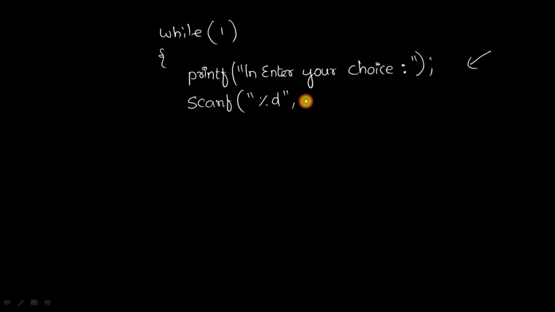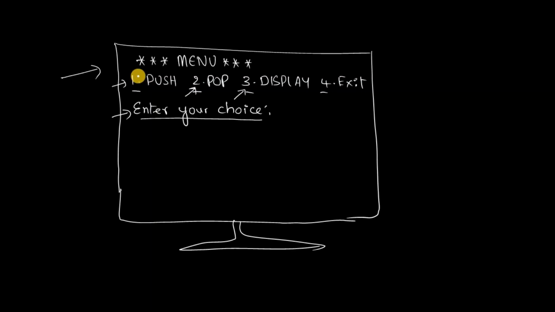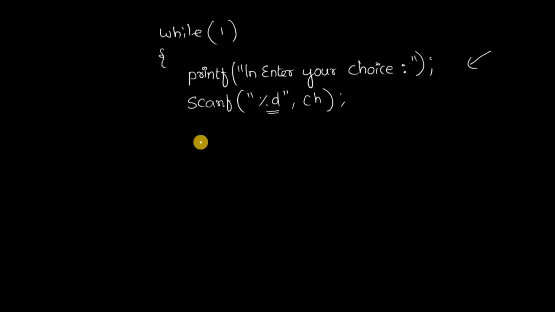%d comma address of choice. Remember here, why am I using %d? Because the user will give either 1 or 2 or 3 or 4. All these are integers. So I am going to use %d for the choice variable.